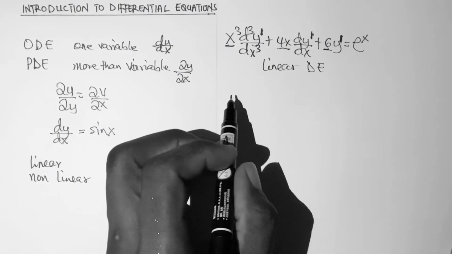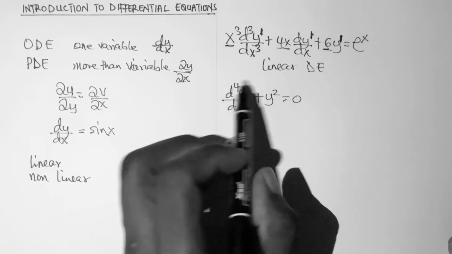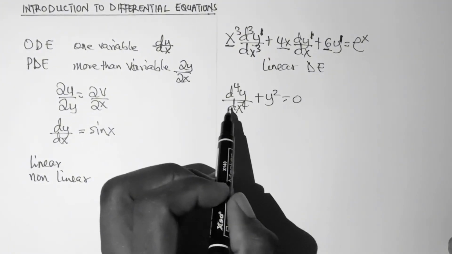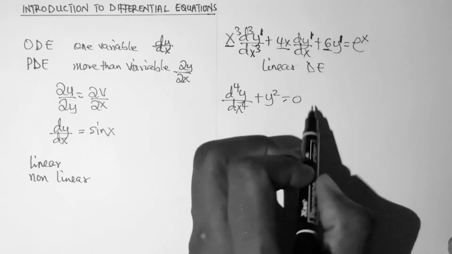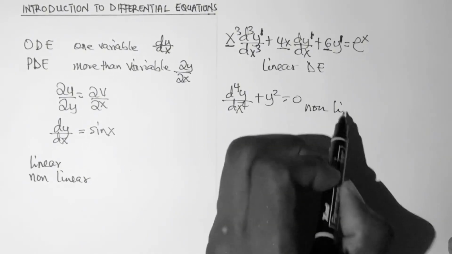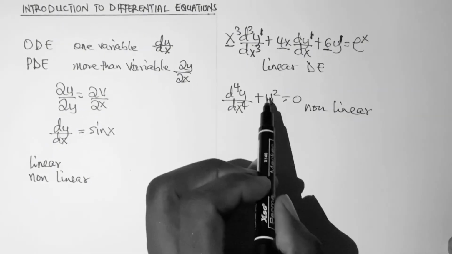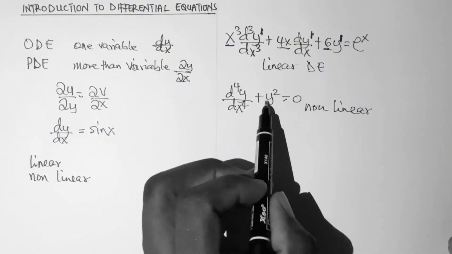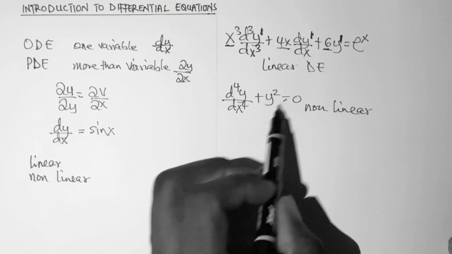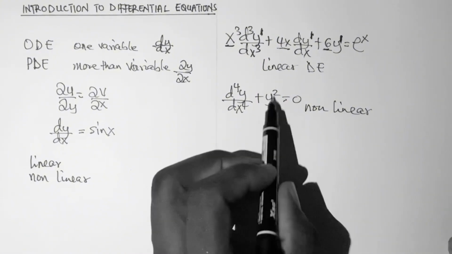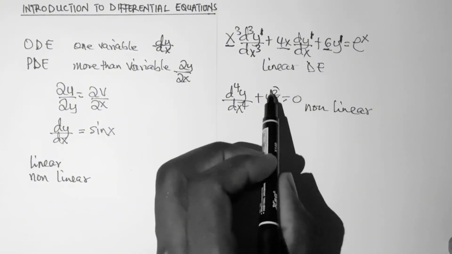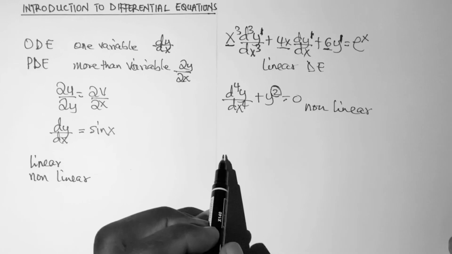Now, let's take another example. This example is not a linear differential equation. This is a nonlinear differential equation. The reason is that the dependent variable is of degree 2. You see that here is y squared, and because of that, this is nonlinear.